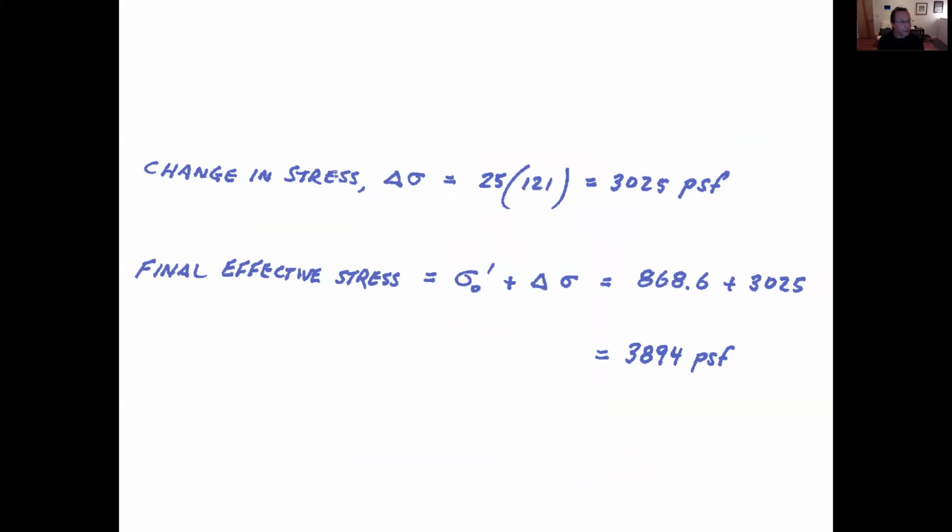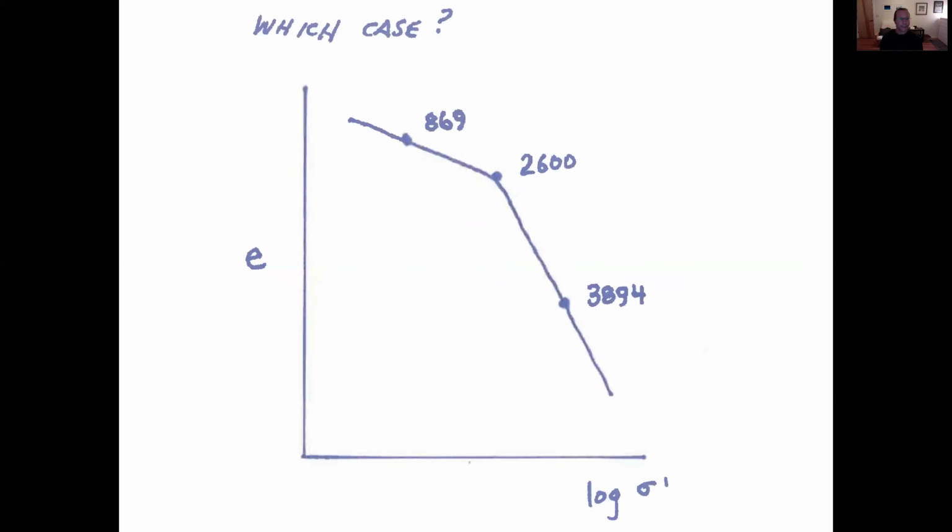Next up, what's the change in stress? That would be placement of this embankment, 25 feet tall times 121. This is acting like just a new soil layer sitting on top. It's so large, consider a quarter mile by a quarter mile embankment. Underneath the middle of that, as far as the soil is concerned, that is a new soil layer being placed above it. And we have 3025 PSF for that case. So the final effective stress would be initial stress plus delta sigma, and we end up with 3894. So which case is this?